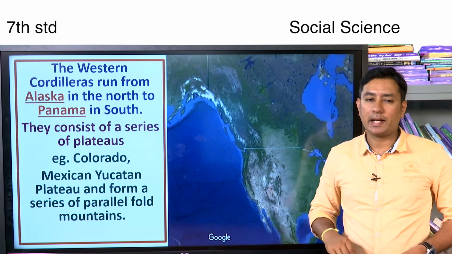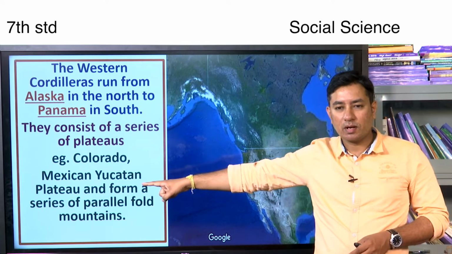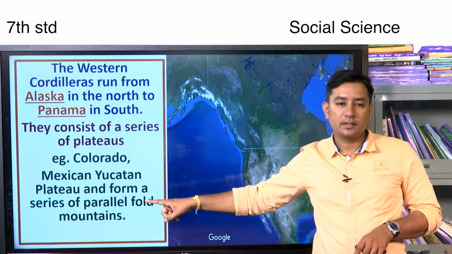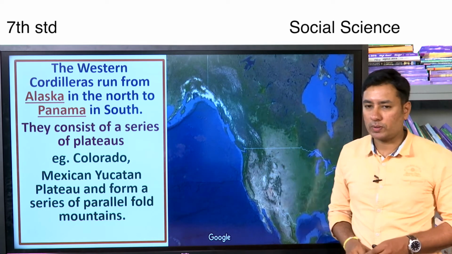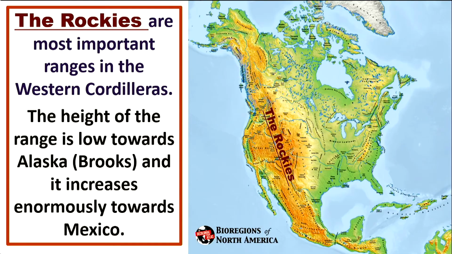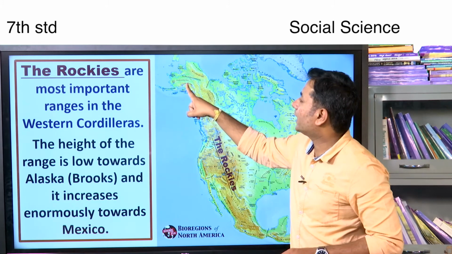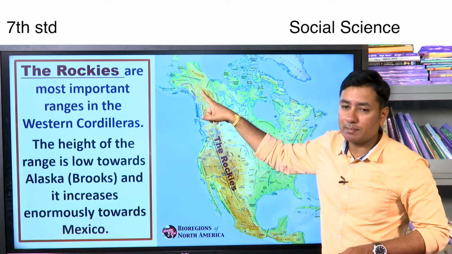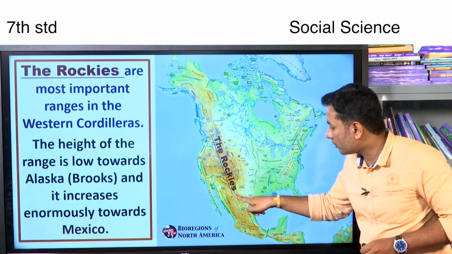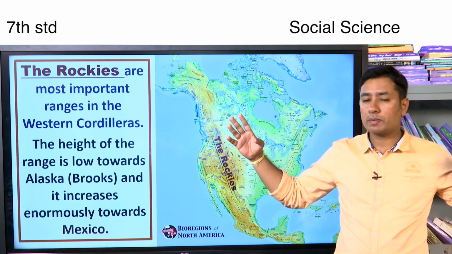That is called plateau. How many plateaus are there in this North American Cordilleras? That is Colorado, Mexican Plateau and the series of parallel fold mountains. All these are there in the North American continent. Now let's come to the Rocky Mountains. See, in the Western Cordilleras, Rocky Mountains are very much famous. Where is Alaska? See here, the height of these mountains, that is Rocky Mountains, is low here, and gradually when it comes here to the part of Mexico, it is enormously large.